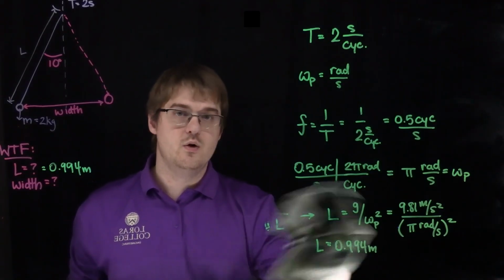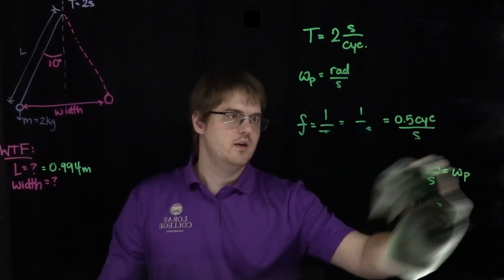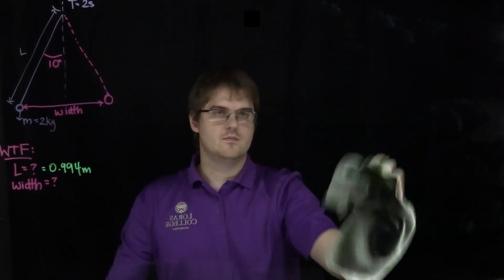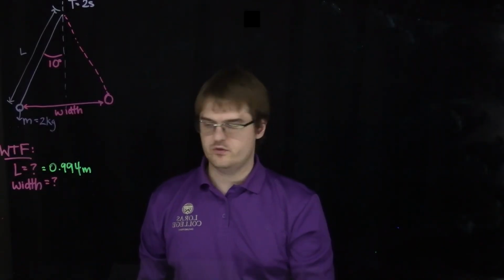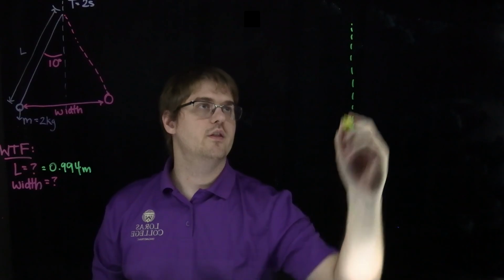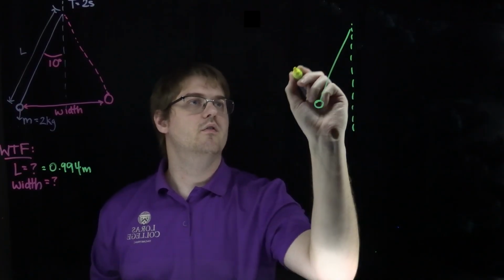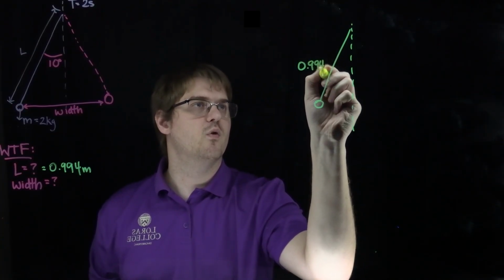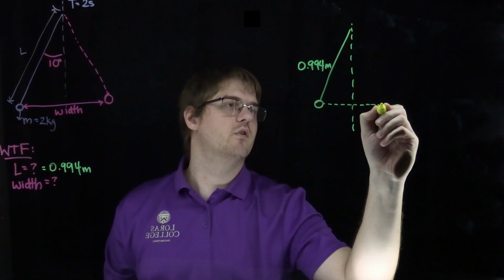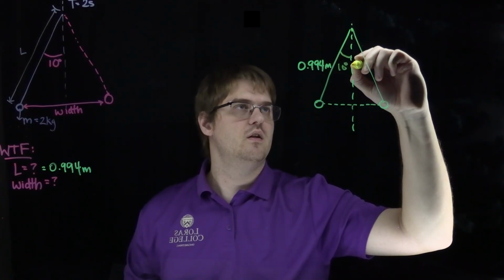Now, given that length, we need to figure out what we want our overall width of our cabinet to be. And that is just a question of our overall size. That's just a trigonometry question that we have to go through here. So with that, if I go ahead and draw this out again, I have a length of 0.994 meters, and I have my overall length here that I need, and I know that each of these guys is 10 degrees.